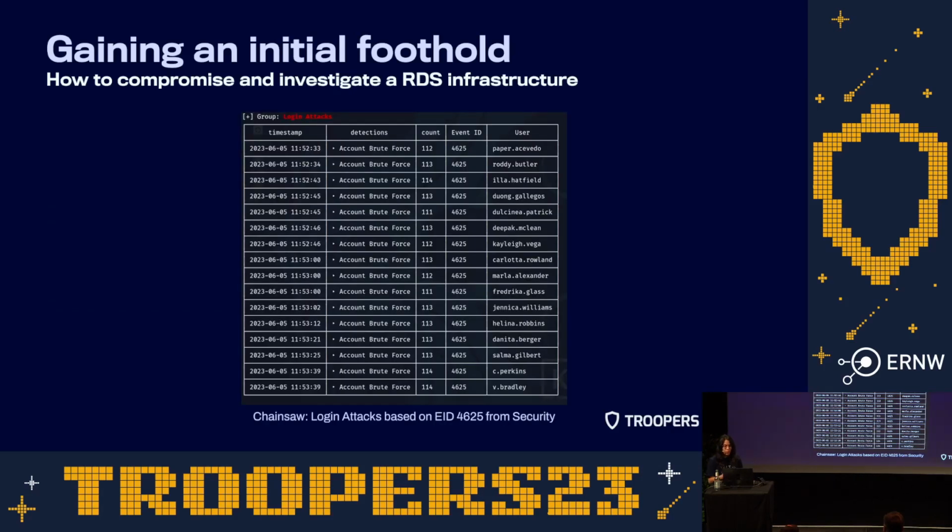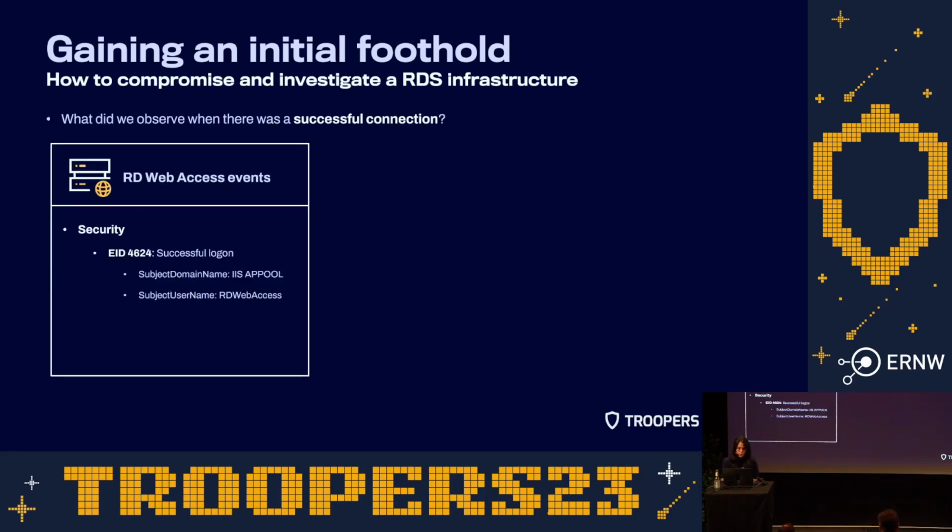And with Chainsaw, we can easily identify brute force attacks, as we can see on this image. So these were the different accounts and usernames that were tested. In case of a successful connection, we will see a 4624 event in the RD web access server. And if we take a closer look at one of the values, which is the subject username, as well as the subject domain name, this will indicate that the successful connection happened via the login page.